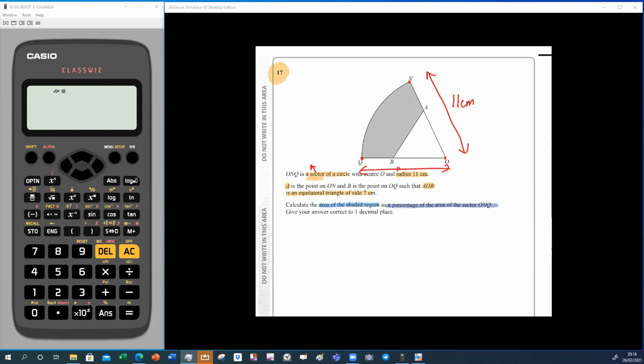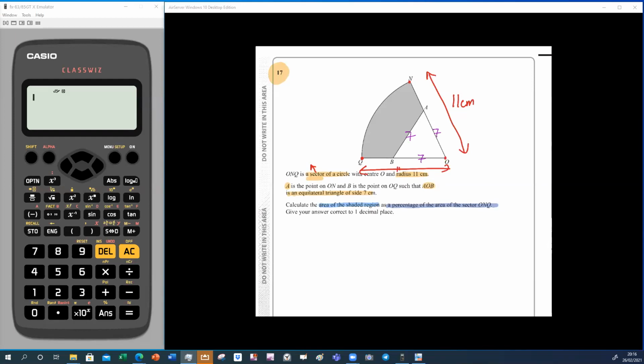Okay, lovely. Next. A is a point on OP and B is a point on OQ, such that AOB is an equilateral triangle of side 7 centimeters. So does that mean OB is 7 centimeters or OA as well? Yeah, so all of that is 7, 7, 7, yeah? Okay, fantastic. Next.